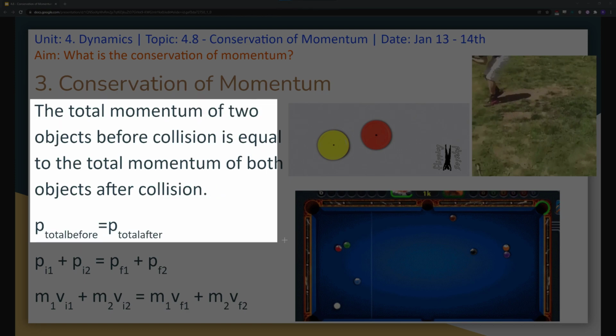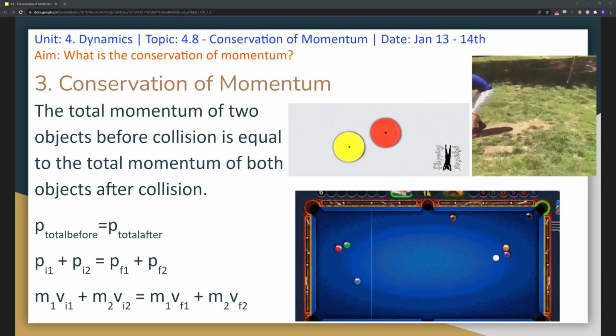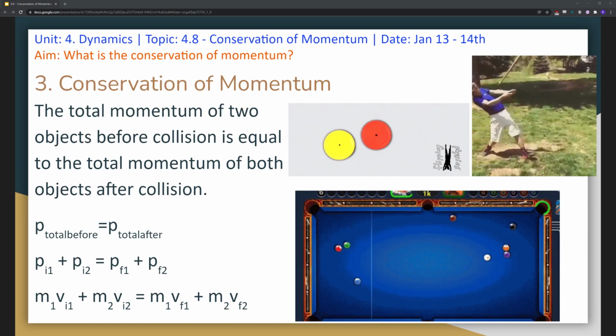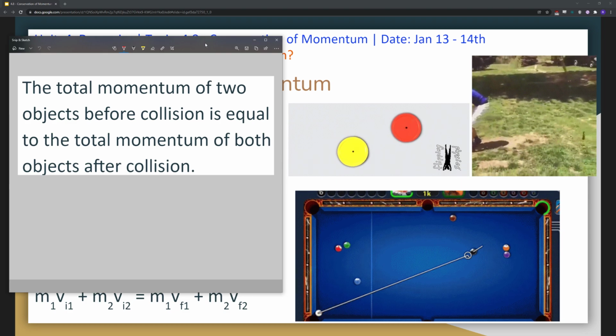Let me just screenshot this, I guess. Oh wait, that's not what I want. Actually, no, it is not what I want. Yeah, I want this. It's fine.